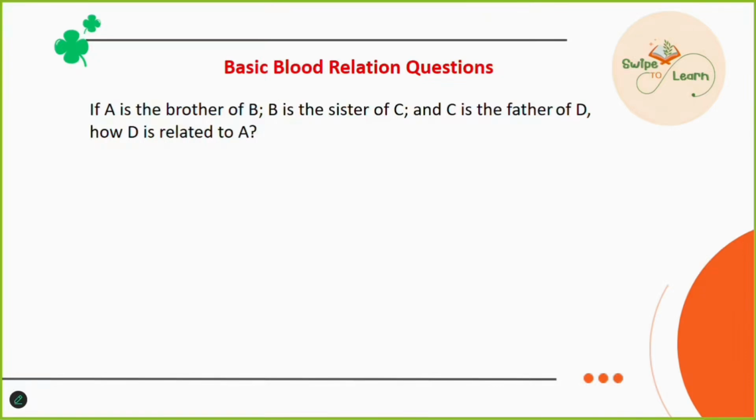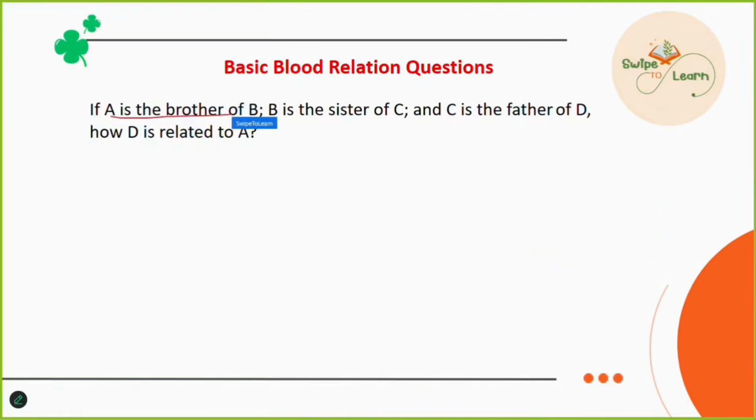Starting with the first question: if A is a brother of B. While reading the question, you start writing the relationships. If A is a brother of B, for brother, or for male persons, we'll be using plus, whereas for female, we'll be using minus.